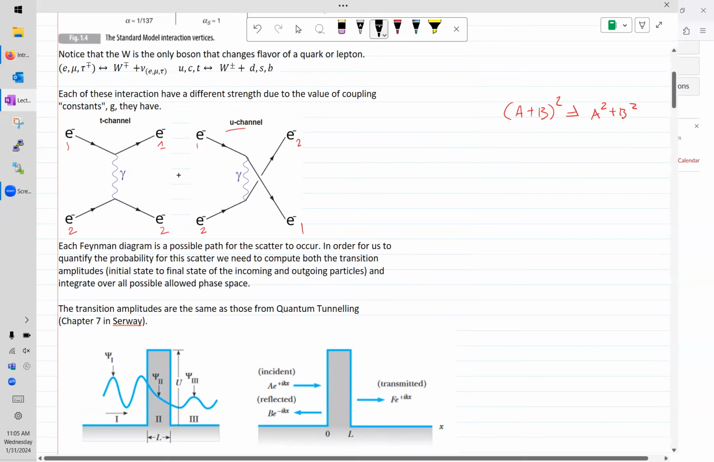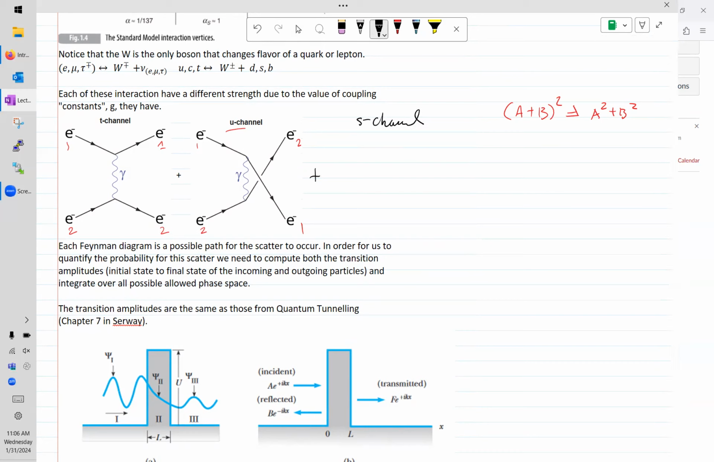There's also the S channel. I copied and pasted this, so I have to draw the S channel again. So you guys have good memory. It's the annihilation channel where you have, let's say, an electron coming in like this, and a positron coming in. I'm not drawing the arrow yet. They annihilate to create a photon, or actually a Z is also possible, and then spew out other things. In this case, you can have, let's say, a muon coming out instead, mu minus.